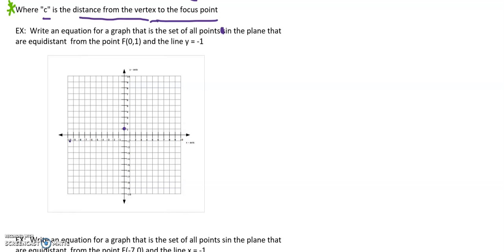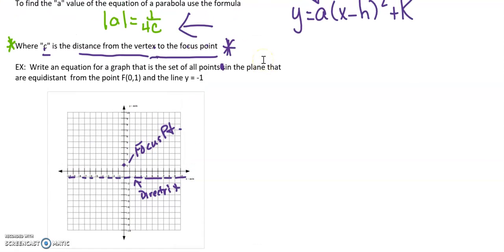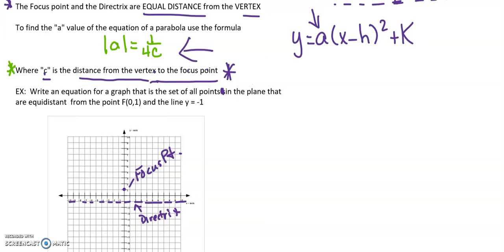So if y equals negative 1, we are right here. All right, now this is F, our focus point, and the dotted line is our directrix. Now remember, I said up here, this is important, that the distance from the vertex to the focus point is C. And remember, we said the focus point and the directrix are equal distance from the vertex.